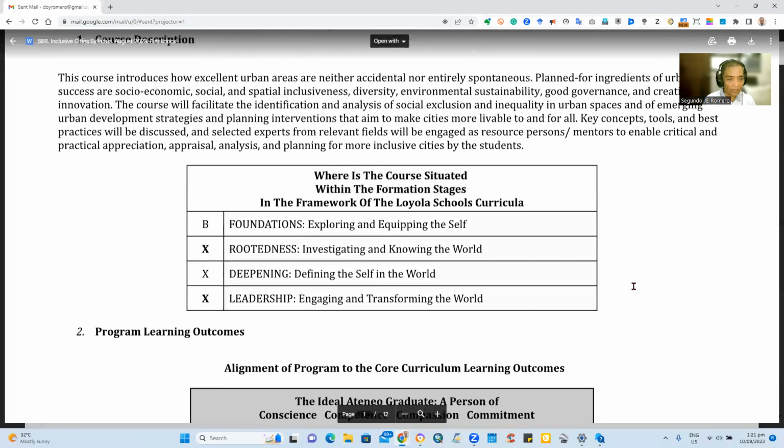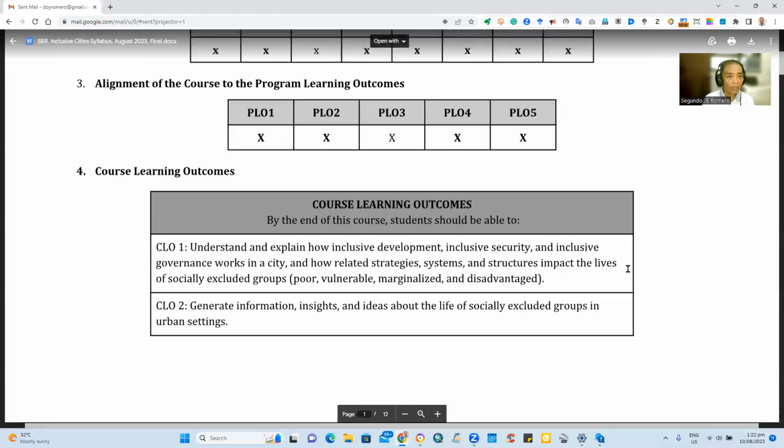Okay, so we have the usual location of this particular course within the formation stages, and we are saying that this particular course addresses rootedness, investigating and knowing the world. It also contributes to deepening, defining the self in the world, and leadership, engaging and transforming the world.